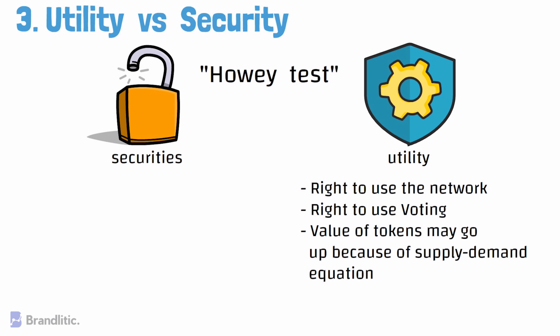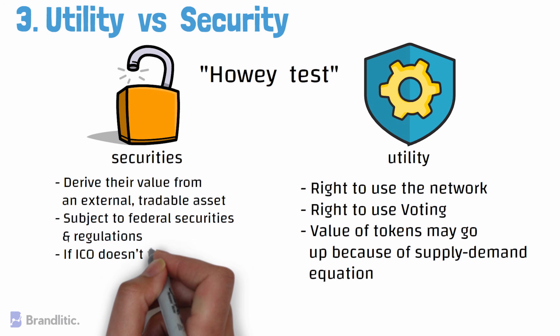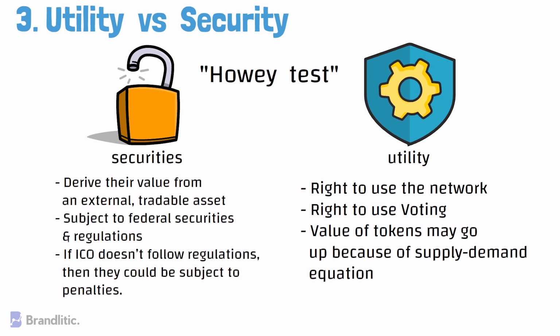On the other hand, a crypto token that passes the Howey test is deemed to be a security token. These usually derive their value from an external tradable asset, and because these tokens are deemed a security, they are subjected to federal securities regulations. And lastly, do note that if the ICO doesn't follow the regulations, then they could be subjected to penalties.